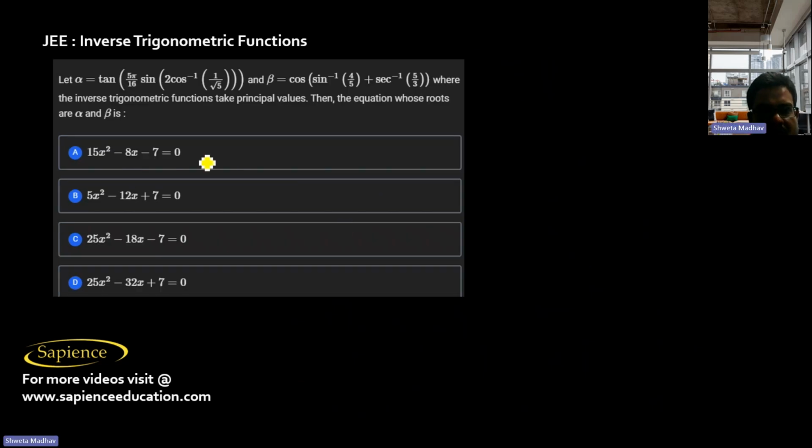And here it is told let alpha be equal to tan 5 pi by 16 times sine of 2 cos inverse 1 by root 5, and beta equal to cos of sine inverse 4 by 5 plus sec inverse 5 by 3, where the inverse trigonometric functions take principal values. The equation whose roots are alpha and beta is?